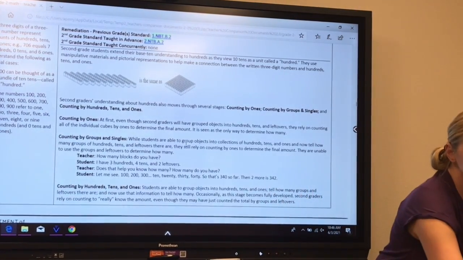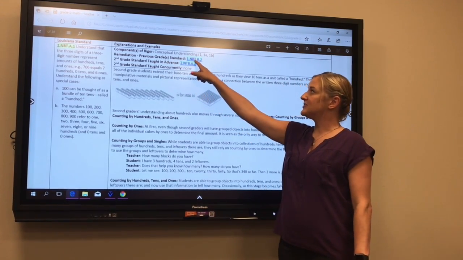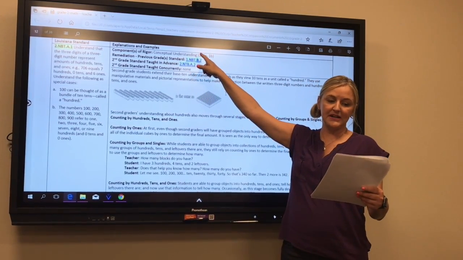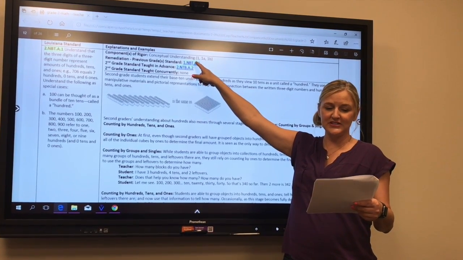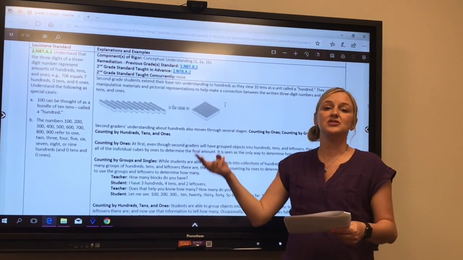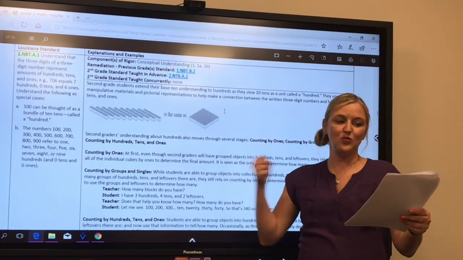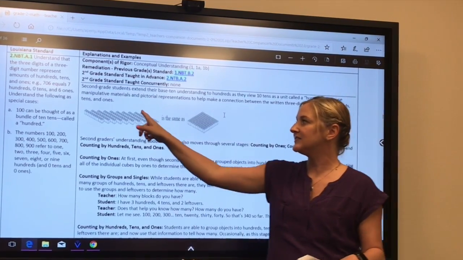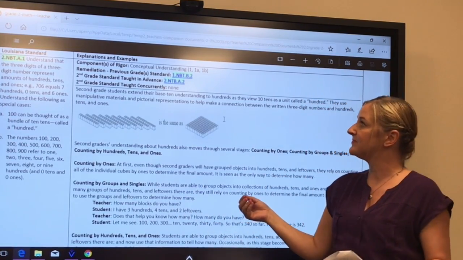The prerequisite skills listed here, you can see previous grade standard, the 1.NBT.B.2. And that, if I were to click there and go into that hyperlink, it tells me that students had to understand a 2-digit number in first grade as representing tens and ones. And they have to know that a 10 is called a 10. They understand that unit of 10.